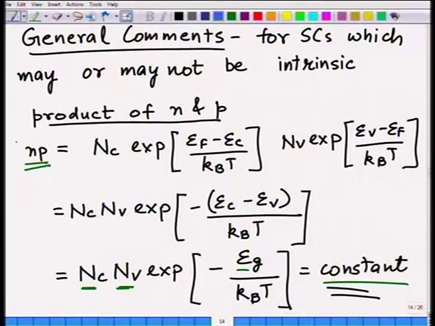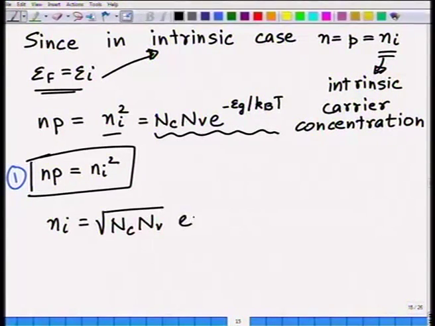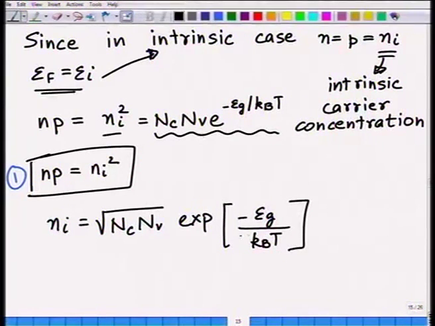Now, with this, I therefore have two results. One result I have written here itself, the general result that the product np is equal to ni squared. And I can now determine what the intrinsic carrier concentration is also. I can now write ni as the square root of NcNv e to the power minus Eg by 2kBT, sorry, that is how I determine ni. So, these are the two results which I have.